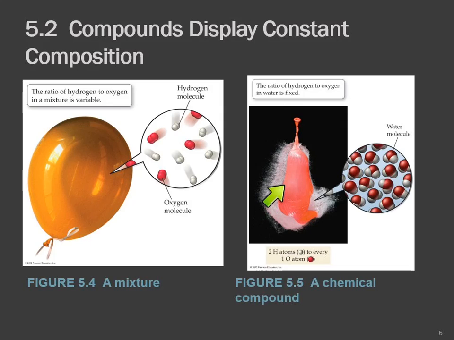Balloon full of water also contains hydrogen and oxygen, but they are bound together in this particular form. They look like little Mickey Mouse heads to me. 2 hydrogens to 1 oxygen. There is a definite composition. The ratio of hydrogen to oxygen is always the same. In a mixture, you could have a little bit of hydrogen, you could have a lot of hydrogen, okay?